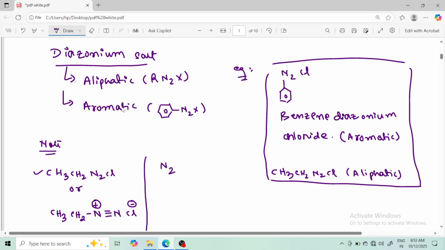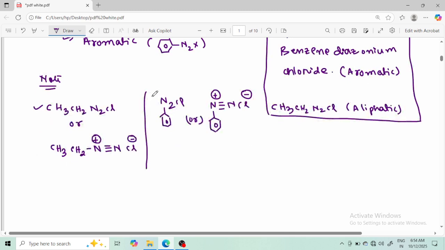Similarly, if I write this one N2Cl and benzene ring, you can also write it in this way. That is N triple bond N Cl. So positive charge on the first nitrogen, Cl negative charge. Just the other way of representing diazonium salt.